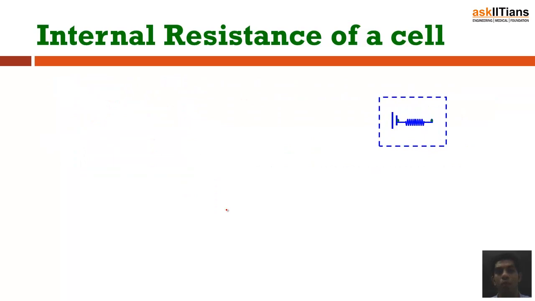Now we want to calculate the current flowing in a circuit where internal resistance needs to be considered. So here I have a cell with an internal resistance r and electromotive force of E, and it's been connected to a resistance of R which drives the current I. Now I want to calculate what is the value of current I.